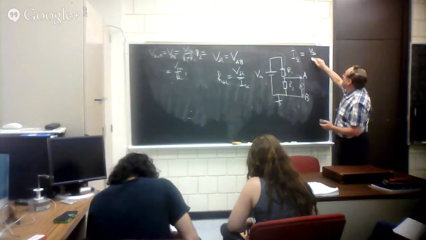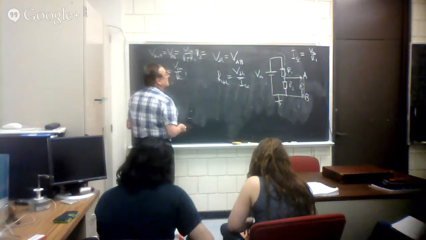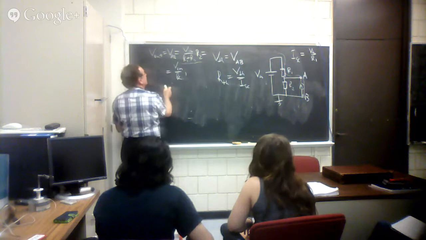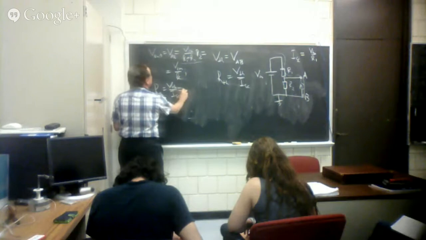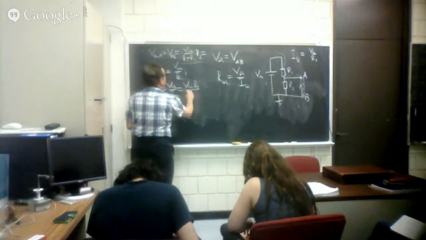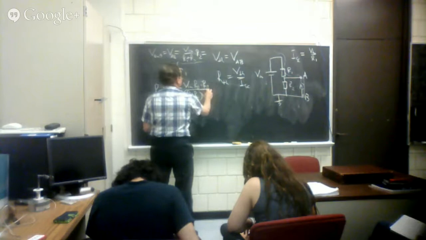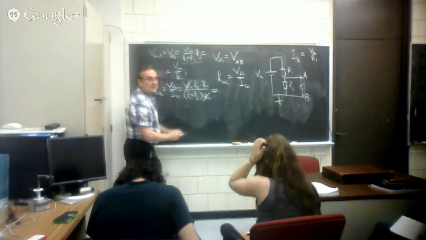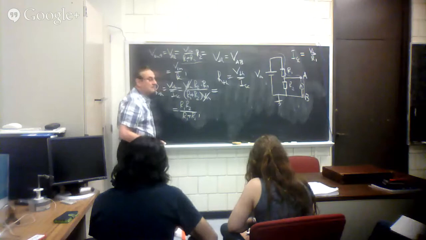And combining this and that, using this form or that form doesn't matter very much, we will have R7 is V7 divided by I short circuit, and therefore V in R2 over R1 plus R2, divided by V in over R1. And V in cancels out, and we get this result very familiar to us now: R1 R2 divided by R1 plus R2. And this is what we get.